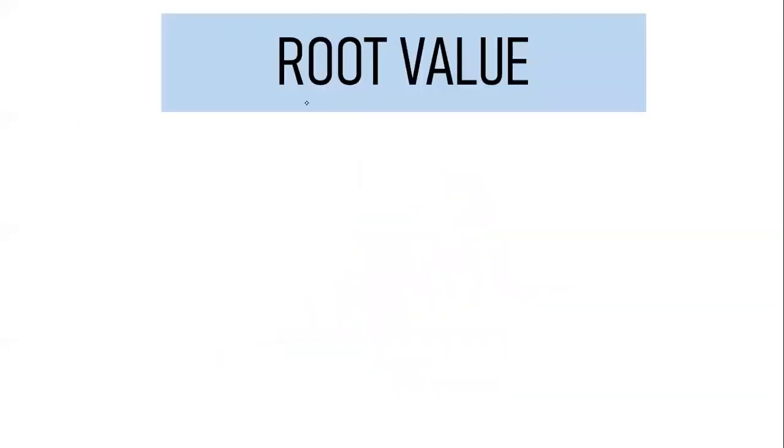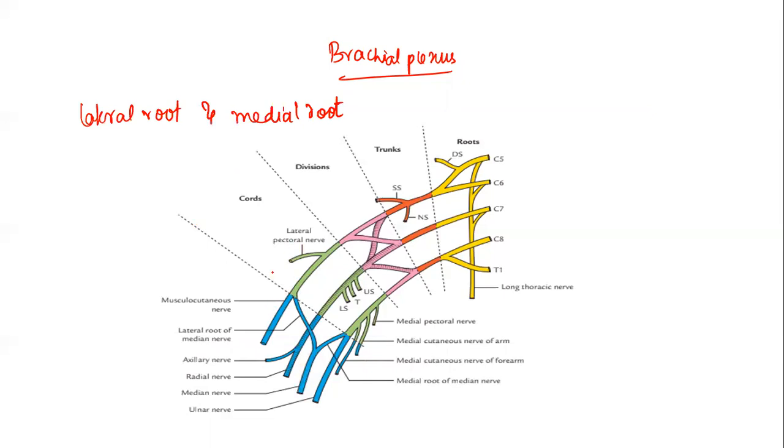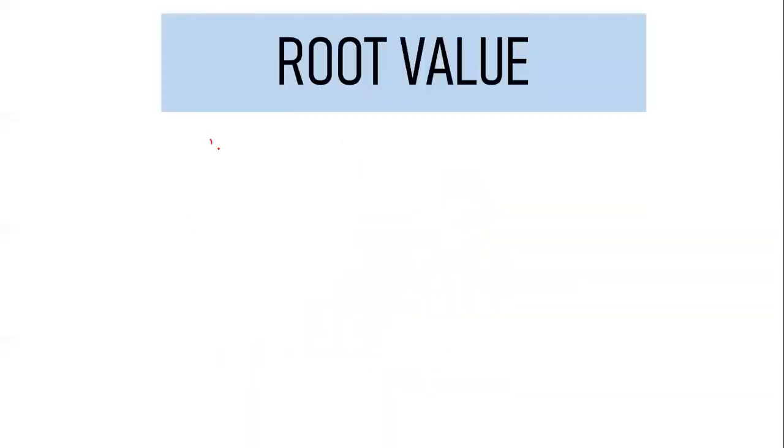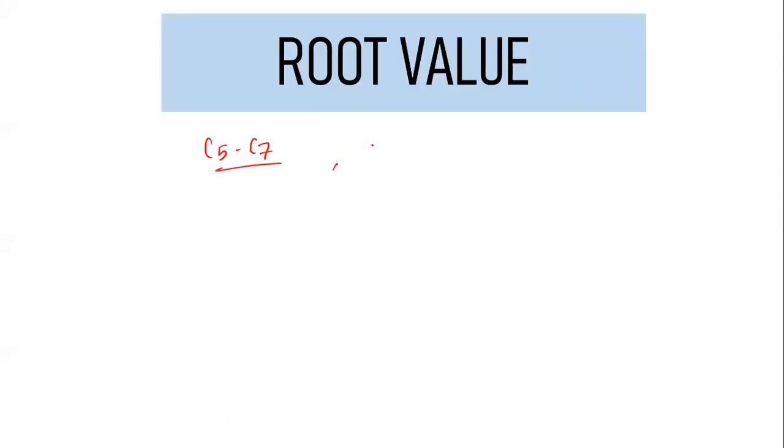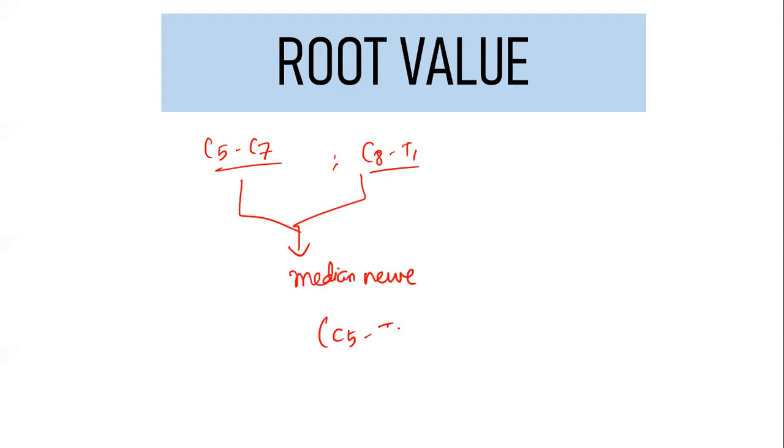So what is the root value? If you take this picture, it arises from the lateral cord. As discussed earlier, the lateral cord is going to have the root value of C5 to C7. So all the branches arising from the lateral cord are going to have the root value of C5 to C7. And the medial root of the median nerve is going to arise from the root value C8 and T1. So altogether, if you take both of these, they form the median nerve. Hence, the root value is going to be C5 to T1. So C5, C6, C7, C8, and then T1.